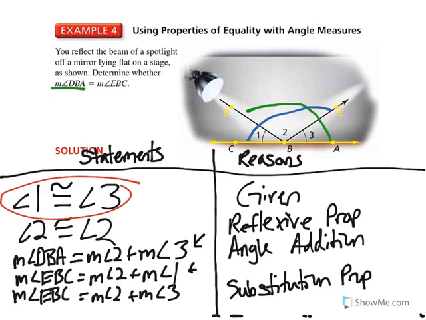And then the last thing I'm going to do is look at if something is equal to the same thing. Here we have measure of angle 2 plus measure of angle 3, and here we have measure of angle 2 plus measure of angle 3. If they are both equal to the same thing, then I can set them equal to each other. So here I'm going to write that the measure of DBA is equal to the measure of EBC, and I will rewrite this up here at the top. Okay, and this will be the transitive property.